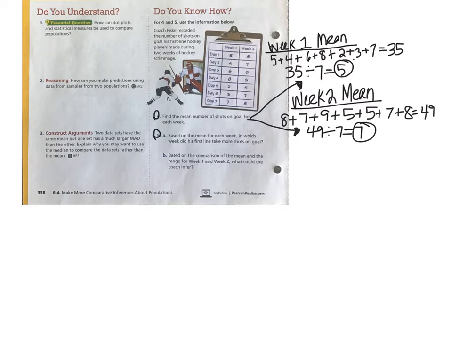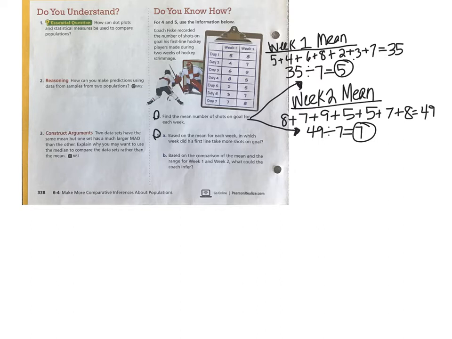So you'll notice on the clipboard that Coach Fisk recorded the number of shots on goal his first line hockey players made during 2 weeks of hockey scrimmage. Week 1, day 1, they had 5 shots on goal. Week 1, day 2, 4 shots. Day 3, 6 shots. Then 8, 2, 3, and 7 for the remaining days of the week.